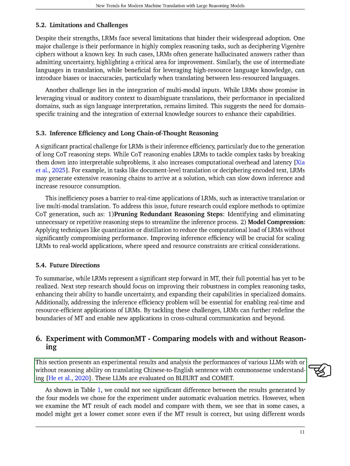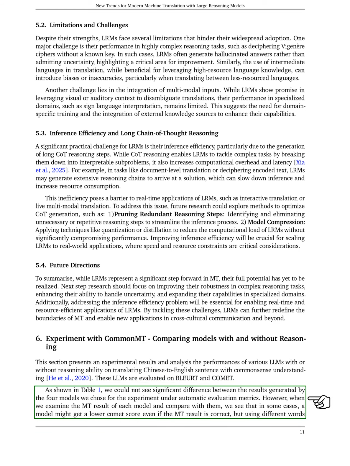We also present experimental results comparing various large language models, LLMs, with and without reasoning capabilities in translating Chinese to English while considering common sense understanding. We evaluate these models using BLEURT and COMET metrics. Our findings indicate that there is no significant difference in the automatic evaluation scores among the 4 models we tested. However, upon closer inspection of the translations, we noticed that a model might receive a lower COMET score despite producing a correct translation, simply because it used different wording than the reference translation.